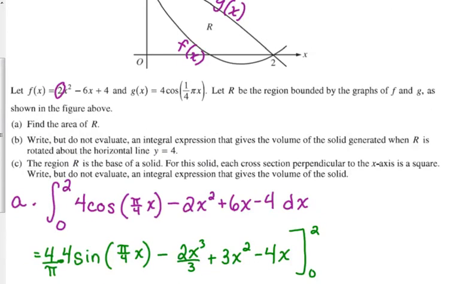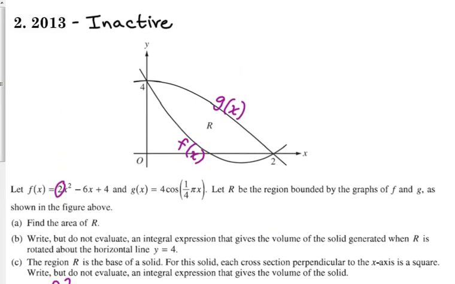Part B says write, but do not evaluate an integral expression that gives the volume of the solid generated when R is rotated about the horizontal line, y equals 4. So on your picture, give yourself the visual. Draw in that horizontal line, and we are rotating this region about that line. So you need to draw your outer radius, from that line to the furthest away curve. Okay. We're rotating it.